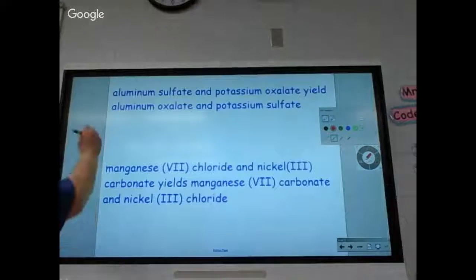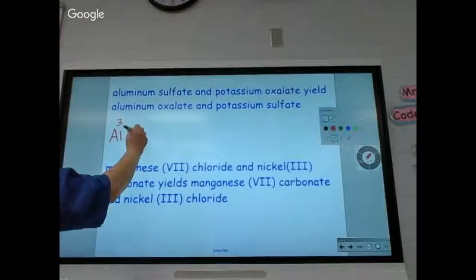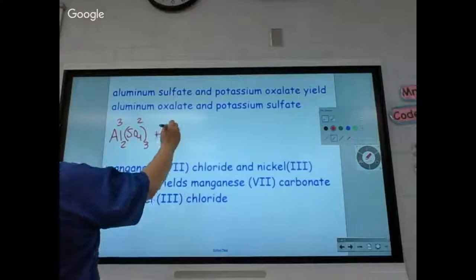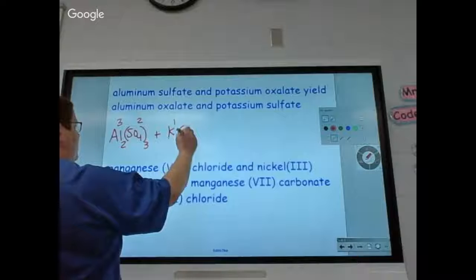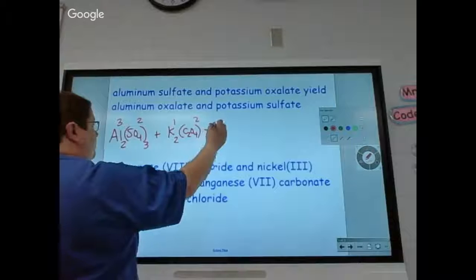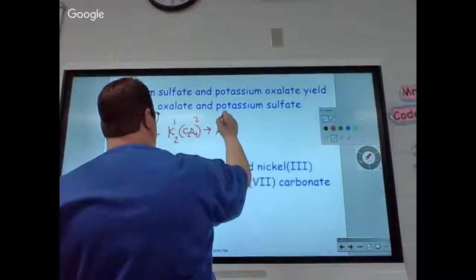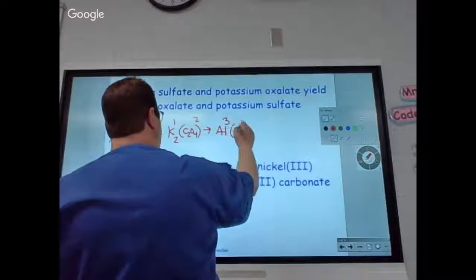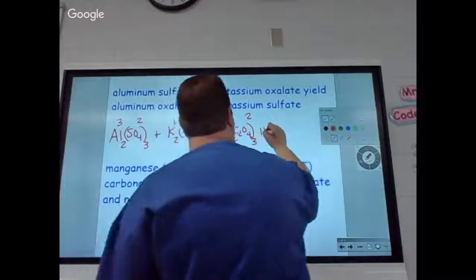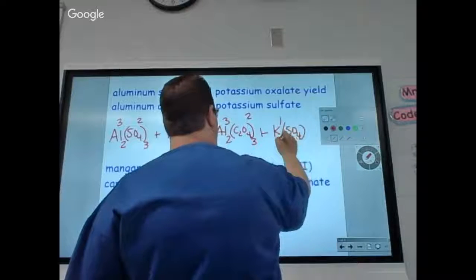All right, aluminum sulfate. Aluminum has a 3. Sulfate is SO4. It has a 2 oxidation number, so 2 and 3 come down. Potassium has a 1. Oxalate is C2O4. It has a 2, so the 2's coming down. Now, when I write it, my oxidation numbers are already here. I don't need to look them up again. Aluminum has a 3. Oxalate C2O4 has a 2, so my 2 and my 3 are right there, plus my potassium has a 1, SO4 has a 2.